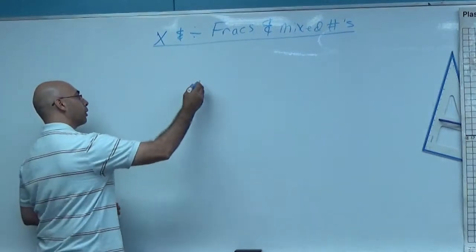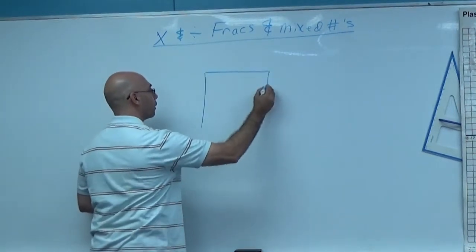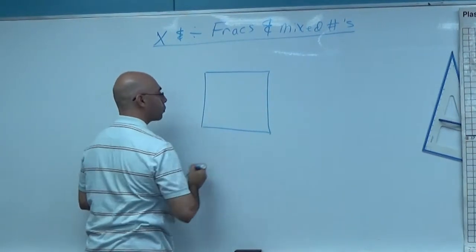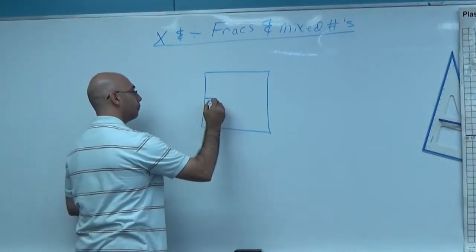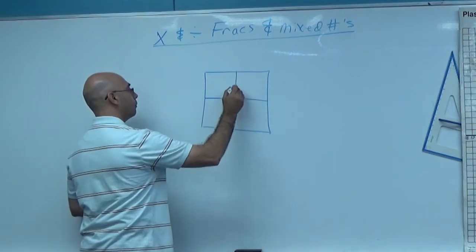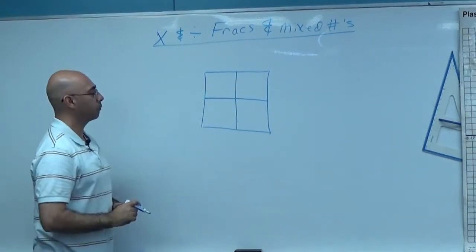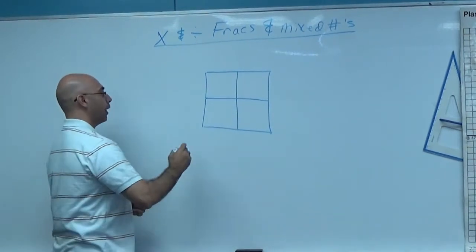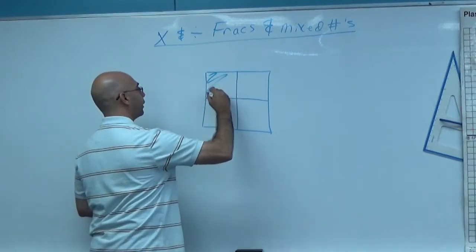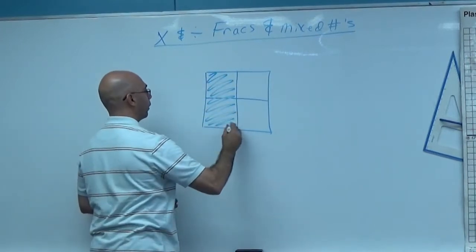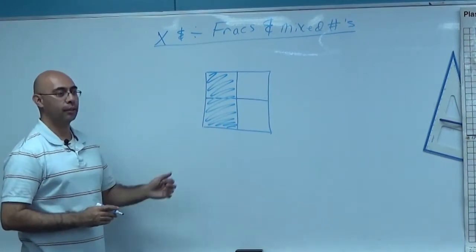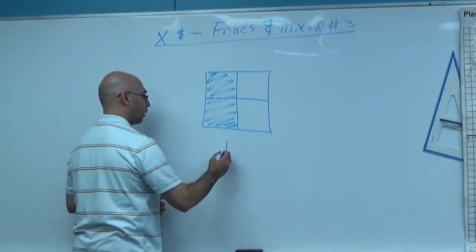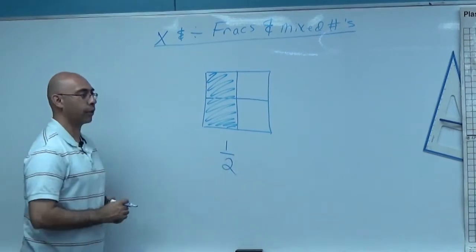Let's take a look at this picture. Look at this beautiful, perfect square. I got that perfect square, and let's say I shade across. How much of that did I shade? I shaded a half of that square.